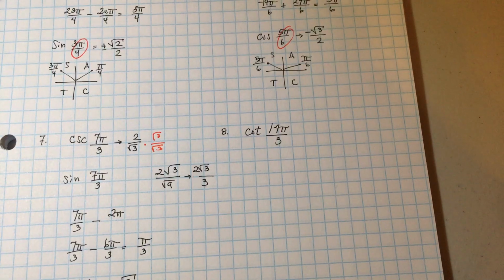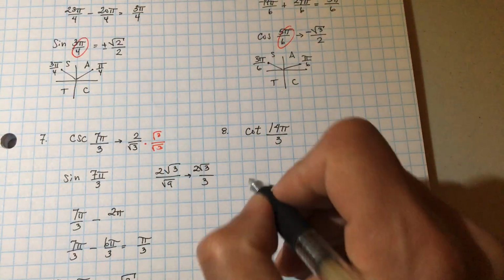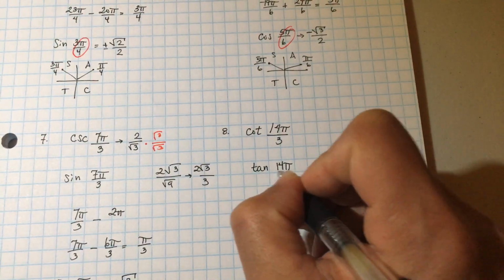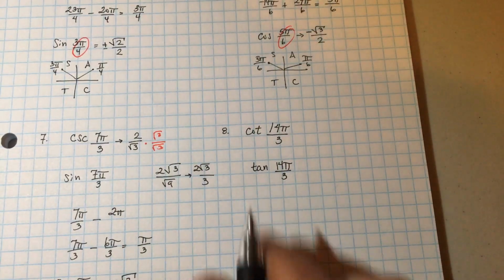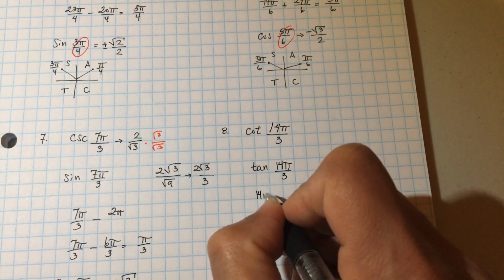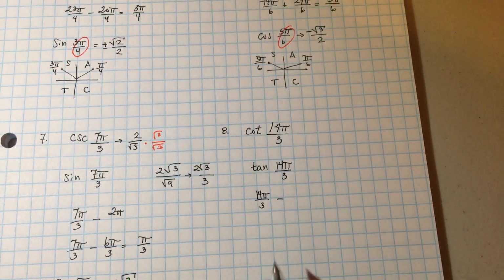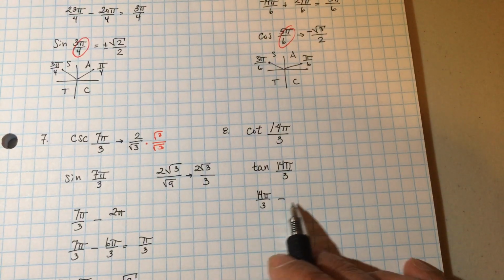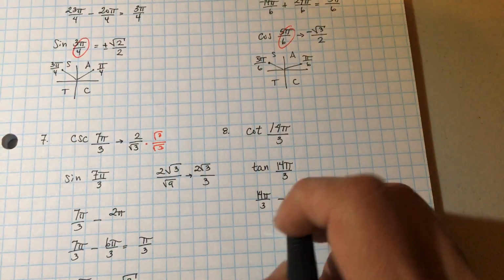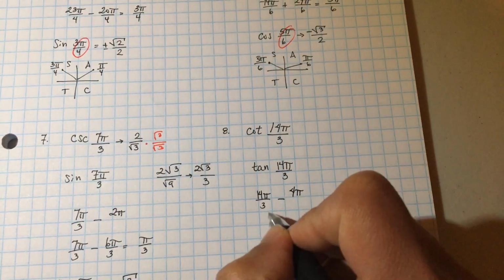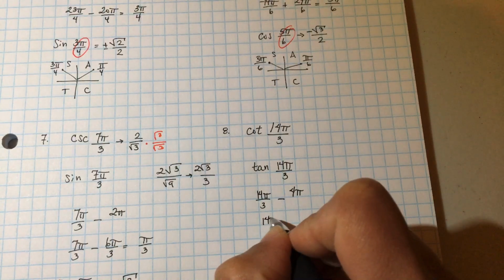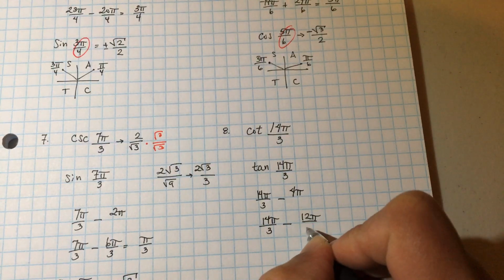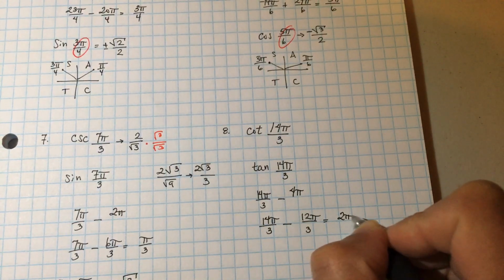Let's do cotangent. Cotangent, the reciprocal trig ratio of tangent. Okay, and then you start thinking, how many times is 3 going into 14? 3 goes into 14, that's a positive angle, so we're going to go ahead and bring it back. We're going to subtract. So let's see, 4, 5. If I do 5, that's going to be 15. 14 minus 15 gives me a negative. So I'm going to do 4. So 3 times 4 is 12. So we're going to get 14 pi over 3 minus 12 pi over 3. 14 minus 12 is 2. So we're going to have 2 pi over 3.